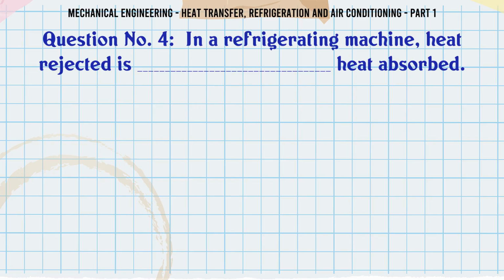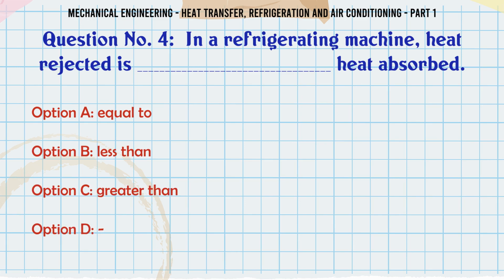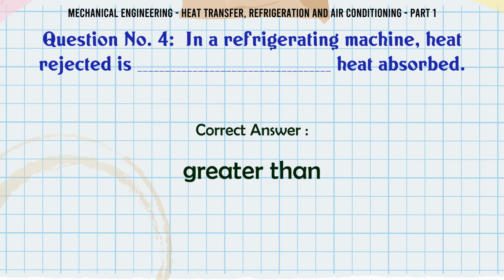In a refrigerating machine, heat rejected is heat absorbed. A. Equal to, B. Less than, C. Greater than, D. The correct answer is greater than.